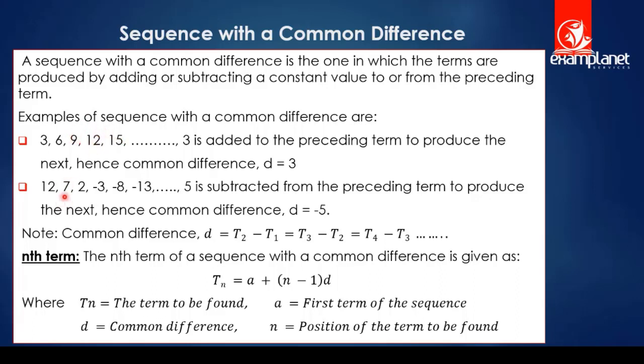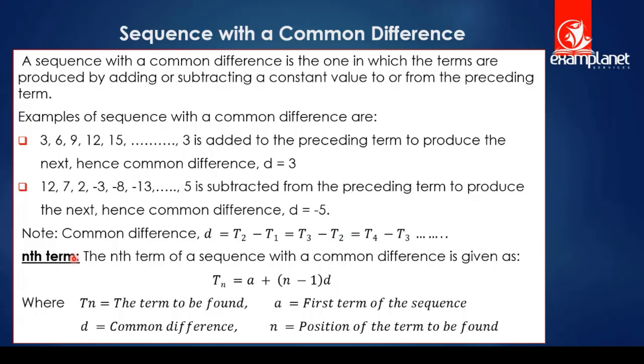Or if I come here, 7 minus 12, that is minus 5. Alright, so don't do 12 minus 7, otherwise you get a wrong common difference. 7 minus 12, minus 5, or 2 minus 7, minus 5, or minus 3 minus 2, minus 5, and so on. So to get your common difference, you can simply do that. If you follow this and you are getting different answers, that means the sequence doesn't have a common difference.